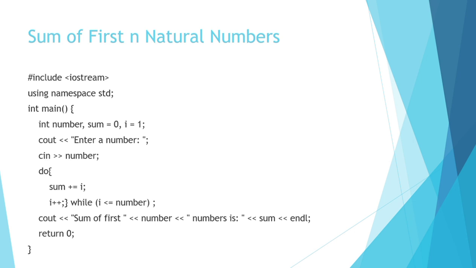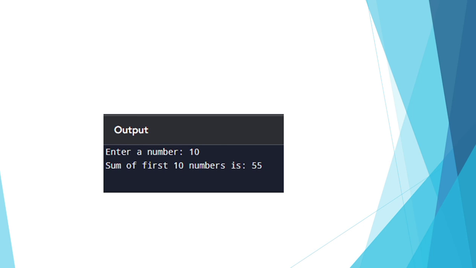After the 10th iteration, i equals 11, and the condition i <= 10 becomes false, so the loop terminates. Cout "Sum of first " number " numbers is " sum endl; this line prints the result to the screen. It outputs a message in the format "Sum of first", followed by the value of number, "numbers is", followed by the final value of sum, which holds the sum of numbers from 1 to number. And endl adds a new line after printing the result. After successful execution, the output for number equals 10 will be like this.